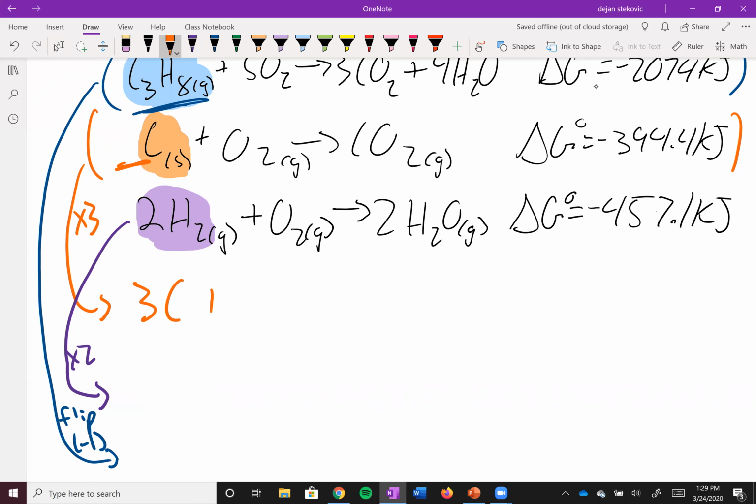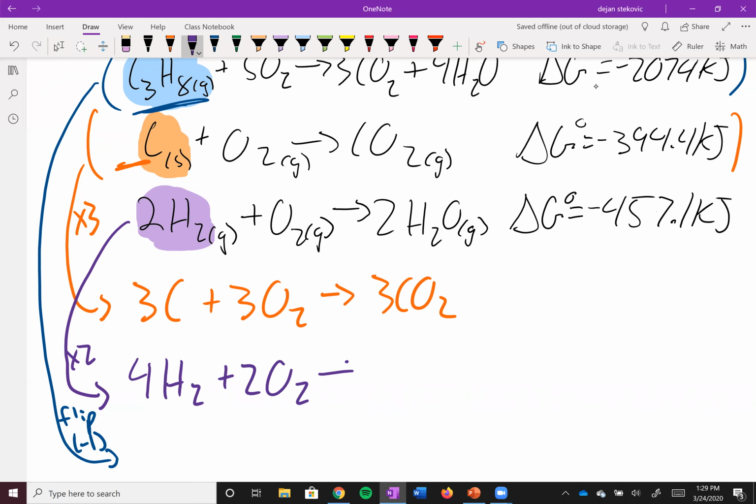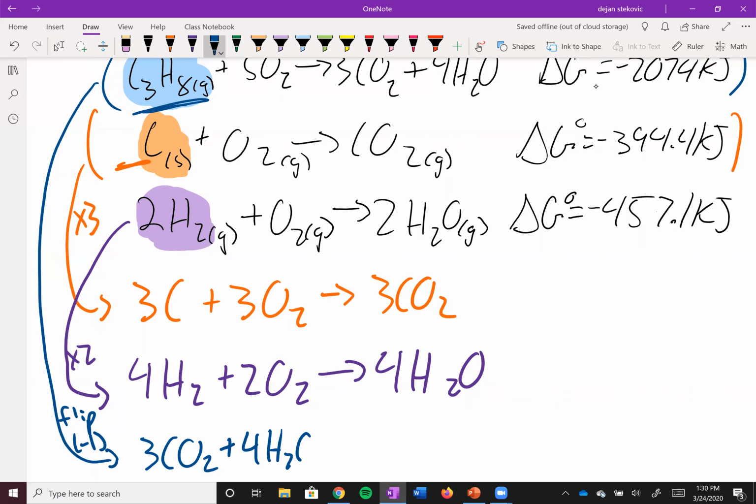So 3C plus 3O2 goes to 3CO2. This one right here, doubled, 4H2 plus 2O2 goes to 4H2O. And then flipping this one up here, 3CO2 plus 4H2O goes to C3H8 plus 5O2, right?